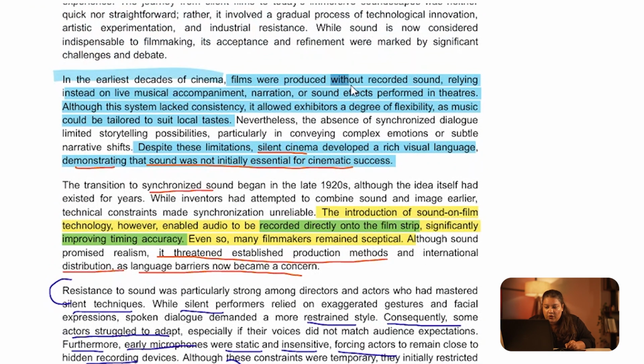So what does it say here? Films are produced without recorded sound. Silent cinema means it doesn't have any sound, relying on live musical accompaniment, narration or sound effects performed in theaters, and it allowed exhibitors a degree of flexibility as music could be tailored to suit local taste. Right. So it also says the absence of synchronized dialogue limited storytelling possibilities, conveying complex emotions and subtle narrative.